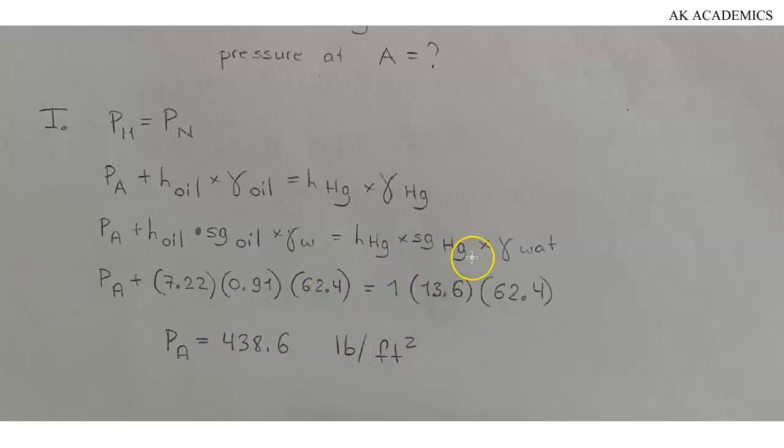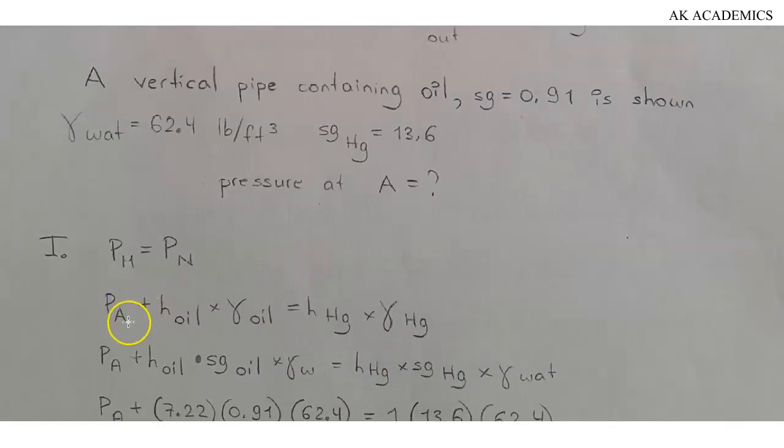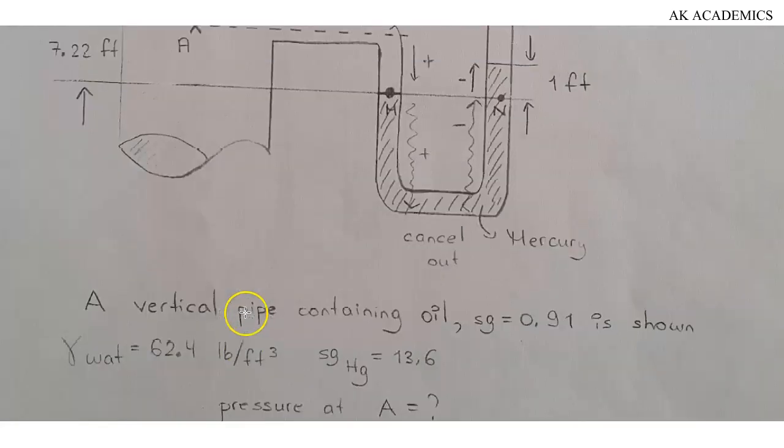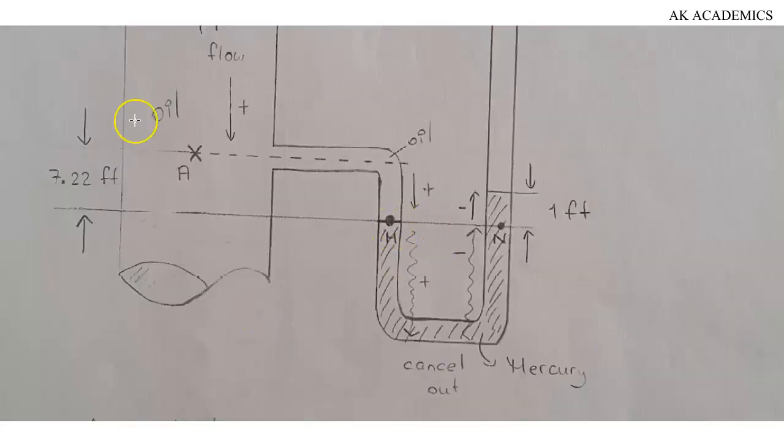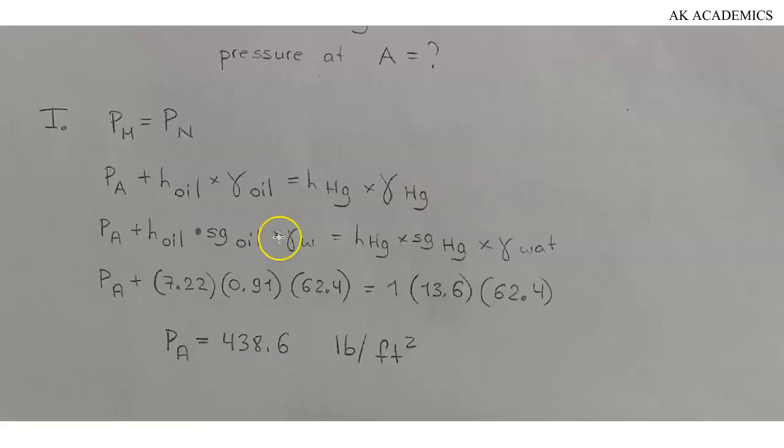So if you are wondering how we got PA plus pressure of oil in the manometer, the pressure at M will be the pressure at this particular point in the pipe plus the pressure in this oil. That will give us the pressure at this particular point here. Okay, and then the pressure at this point will give us the pressure of mercury. All right, so this is one way of solving the problem.